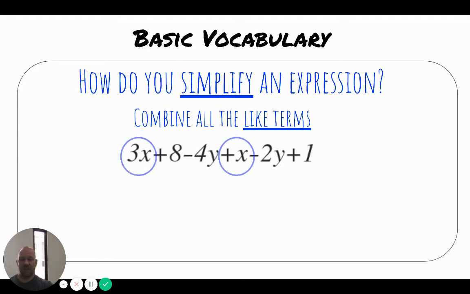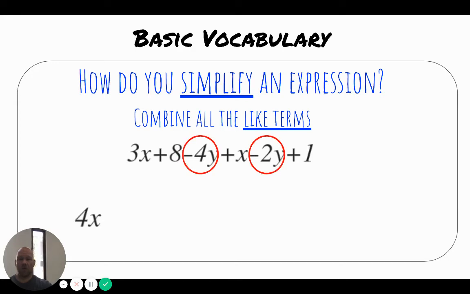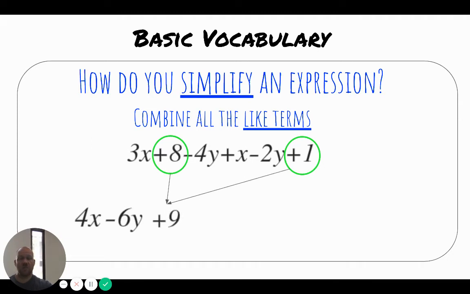To start with, if I've got 3x's and 1x, and I put those together, that's going to give me 4x. Then if I look at the y's, I have minus 4y and minus 2y, so altogether, I've got minus 6y. And lastly, the constants, plus 1 and plus 8, give me a plus 9. So that expression, 4x minus 6y plus 9, is equivalent to the first expression. It's just been simplified down. Those two are equal to each other, just one is in a simpler version.